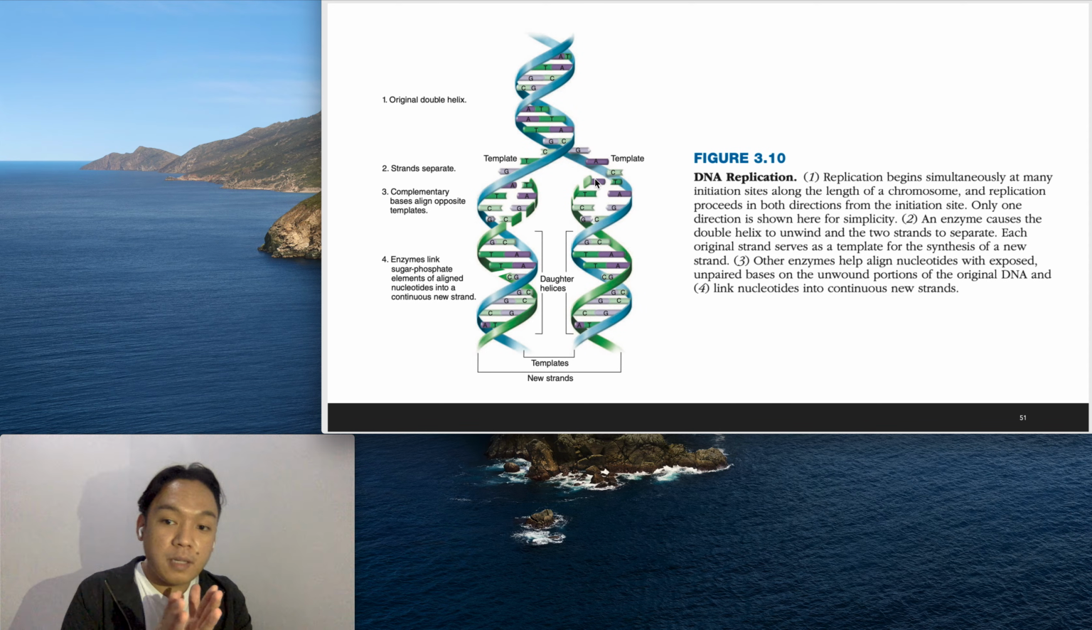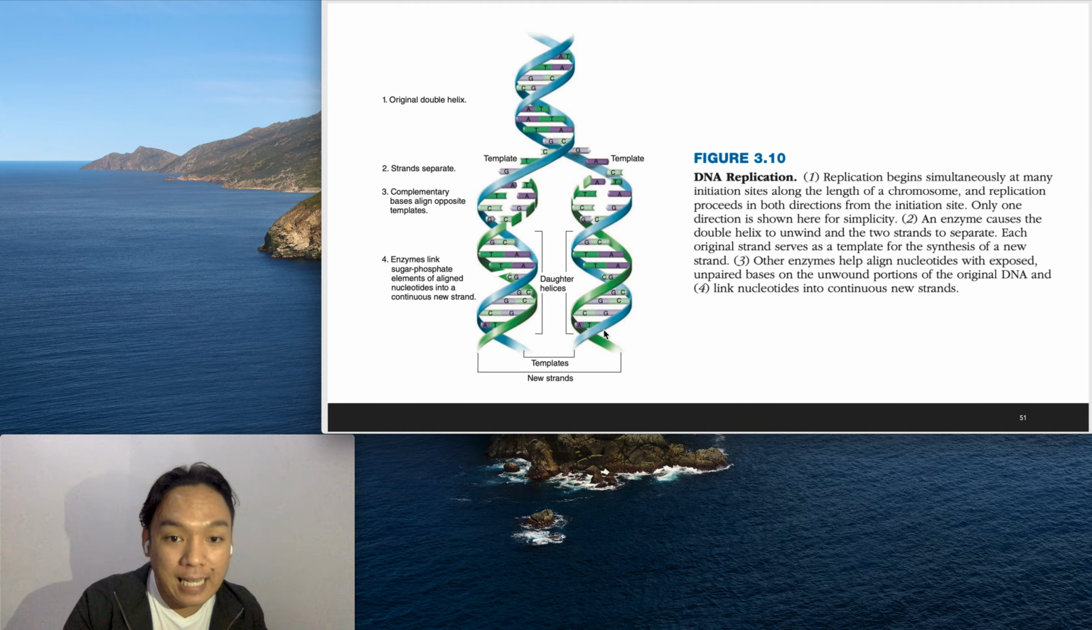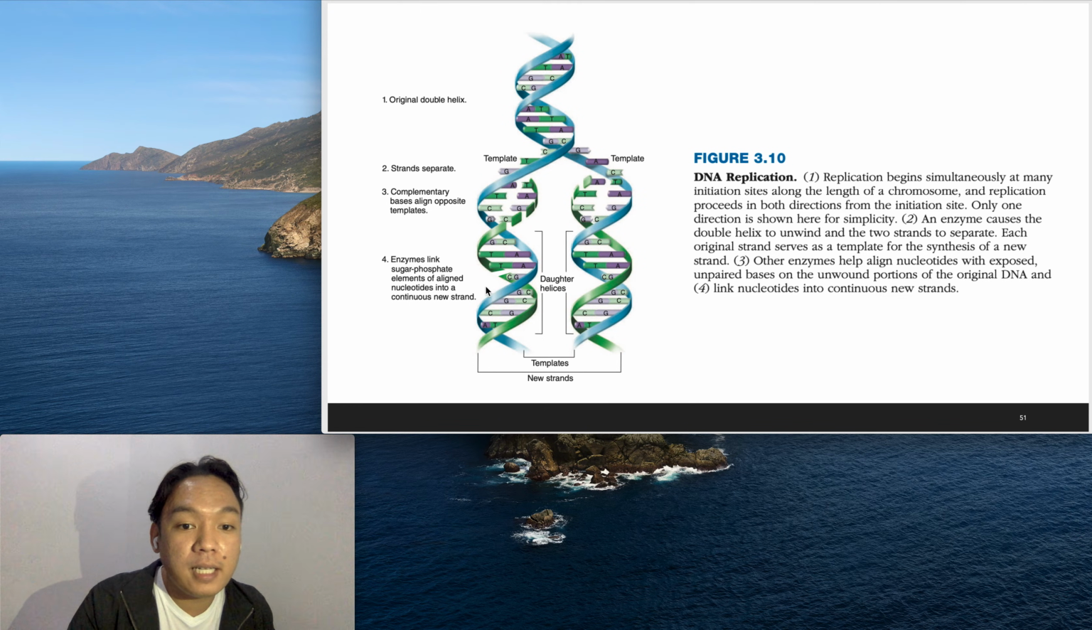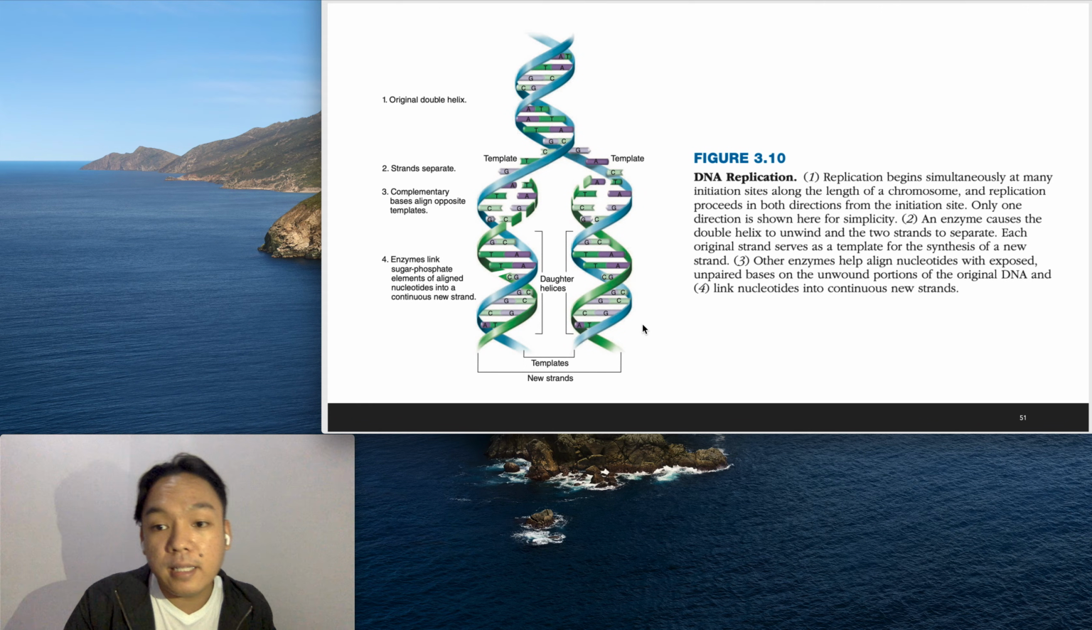Of course, they will be passing through. One is leading and one is lagging. We say leading, this one. The strands will separate and complementary bases align opposite the templates. Then enzymes link the sugar-phosphate elements in the aligned nucleotides into continuous strands. So we have daughter helices, creating the new strands of your DNA.